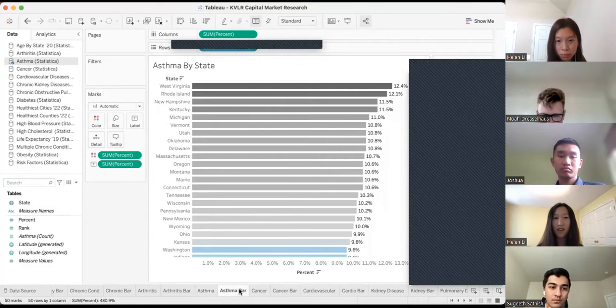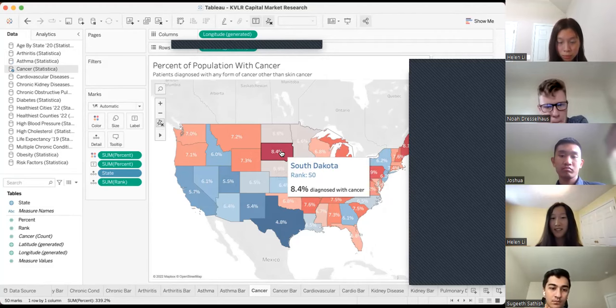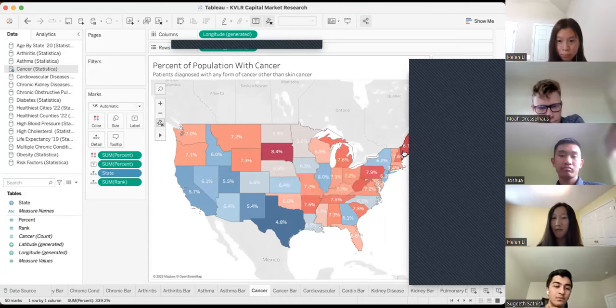Here's the bar chart for asthma by state. And next we have cancer, which is the percent of the population diagnosed with any form of cancer other than skin cancer. We can see this red state is South Dakota, with 8.4% of people diagnosed with cancer. It's also pretty high in this area with Maine and Pennsylvania.